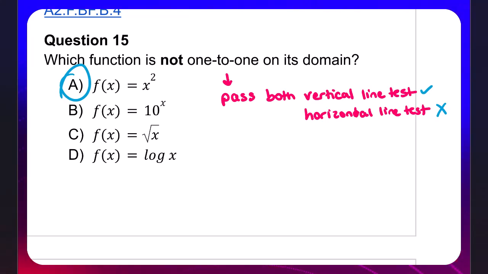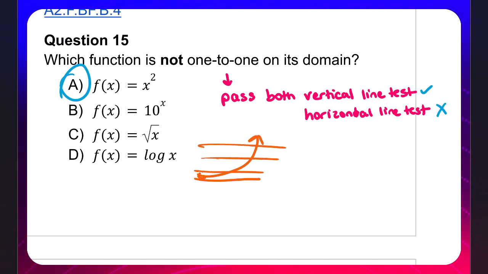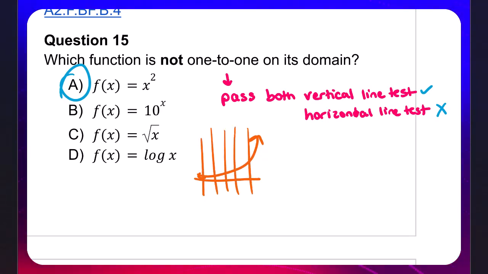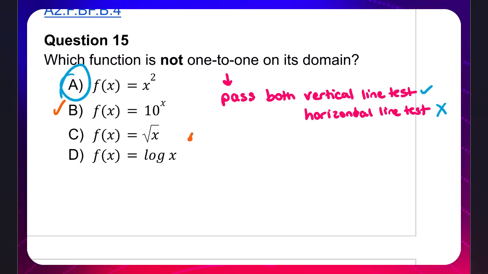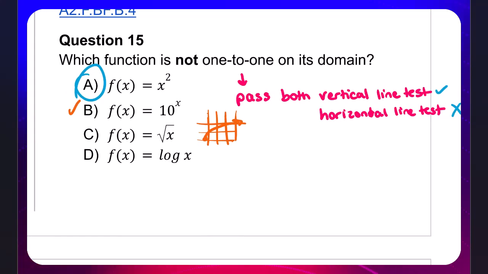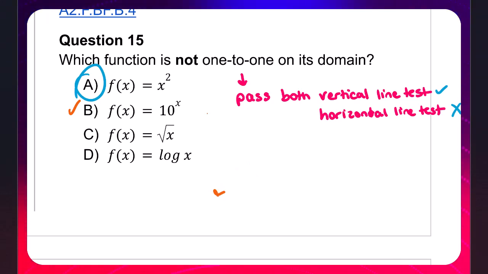This is exponential growth. Exponential growth looks like this. It will pass both this, oh, I didn't mean to do that, and that. So that passes 1-to-1. What does the square root of x look like? It looks like this. It will pass both the vertical and the horizontal line. And log of x is very similar to the square root. So it will pass both of those as well. But we're looking for the one that was not.